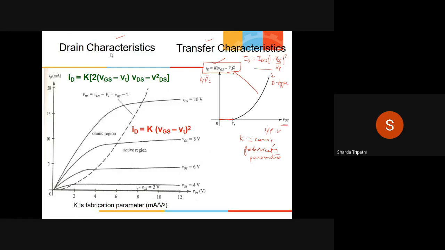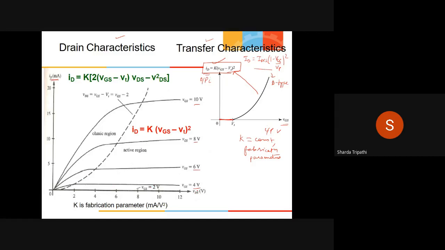Now if we see the drain characteristics, let us try to verify the concepts that we have studied so far. The first concept was that if I increase the value of VGS, the drain current is going to increase. That's what we see over here. VGS is 4, then 6, then 8, then 10, and so on. As you increase the value of VGS, the value of drain current also increases. This is the first observation that we confirm.